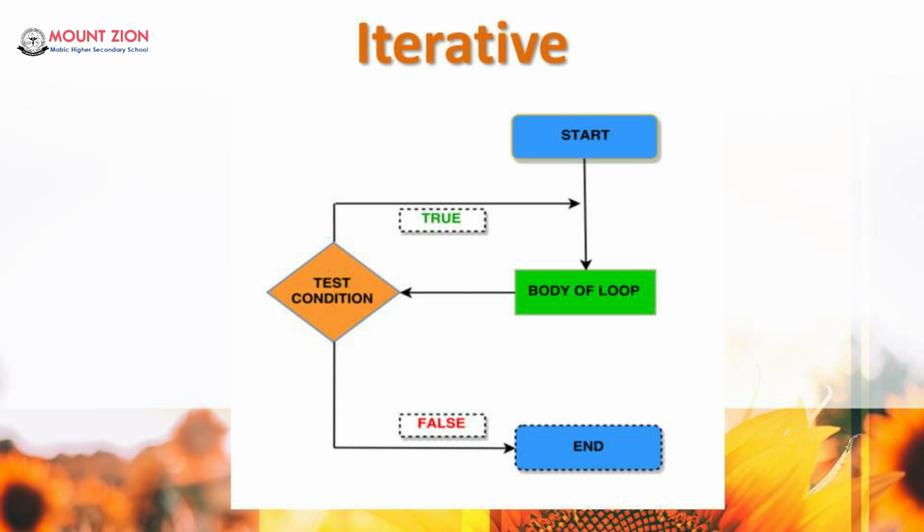For a real-time example, we can say a fan. When you switch on the fan, that means the condition gets true. The fan will start moving, and it will keep working until we switch off the fan. So this is the condition. This is the best example for iterative, which means looping.